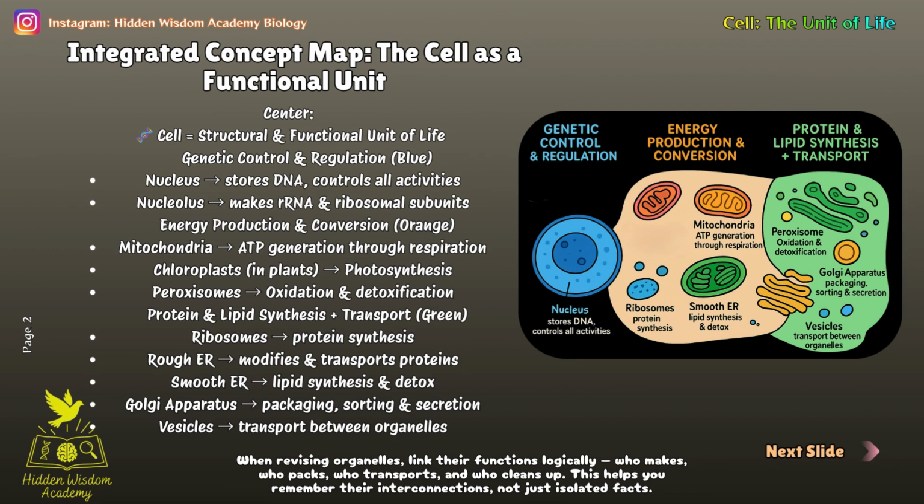Here's a concept map that shows how all organelles work together. At the center is the cell, the basic unit of life. The nucleus controls everything using DNA and RNA. Mitochondria and chloroplasts provide energy for the cell. The ribosomes and Golgi apparatus handle making and moving materials.